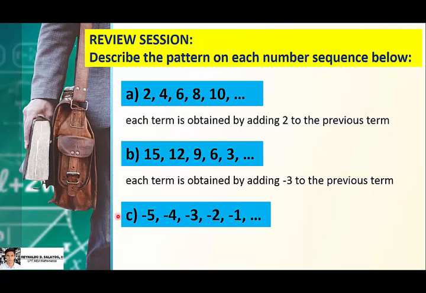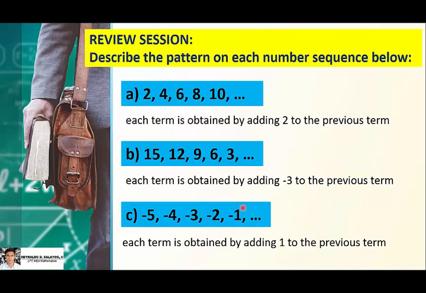For our third example, we have negative 5, negative 4, negative 3, negative 2, and negative 1. Each term is obtained by adding positive 1 to the previous term. So our first term here is negative 5. So we add positive 1 to negative 5. That's why we obtain here negative 4. Same, we add again positive 1 to negative 4. So we obtain negative 3.